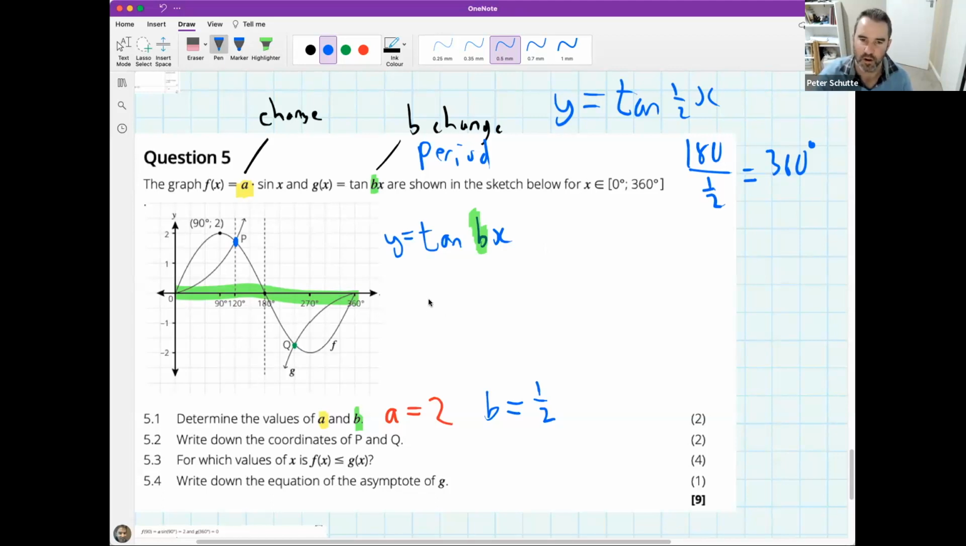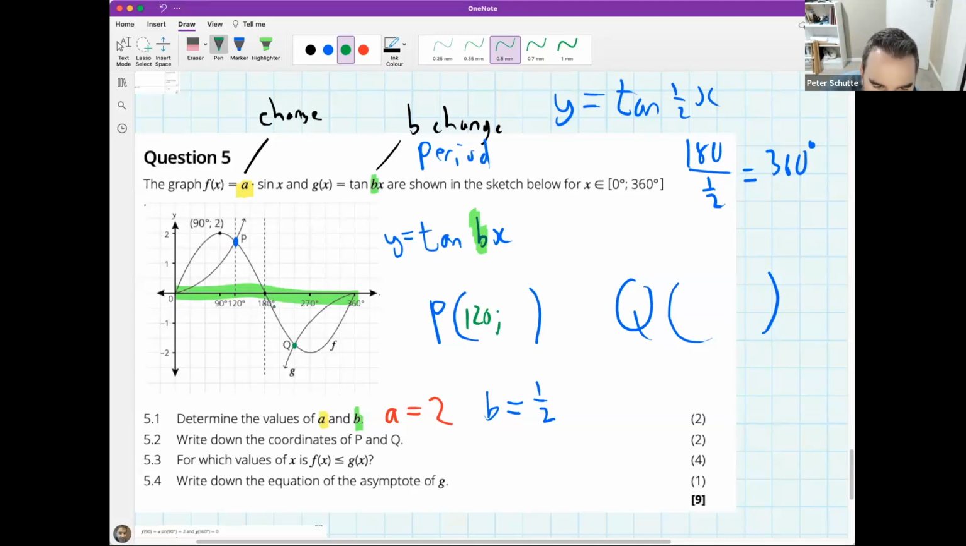So we're trying to figure out what are the coordinates of the point P and what are the coordinates of the point Q. If I look at P, it looks like it must have 120 in front. And for Q, what's this going to be? It looks like it's going in 30s. So 210, 240.